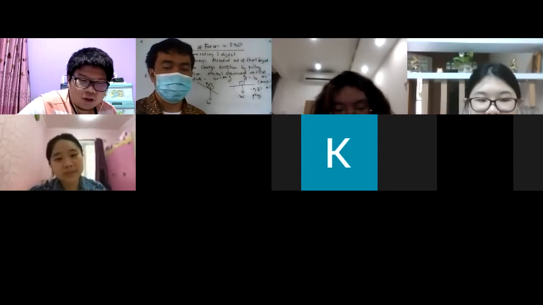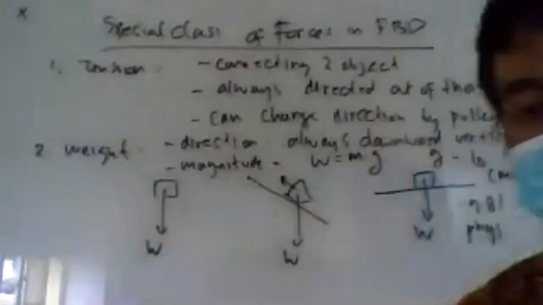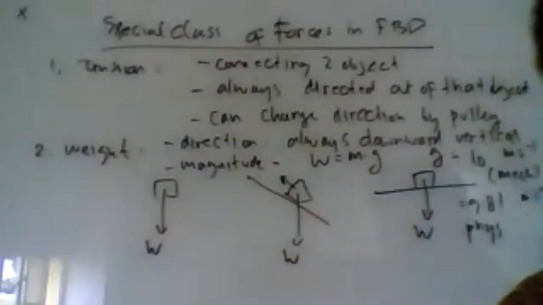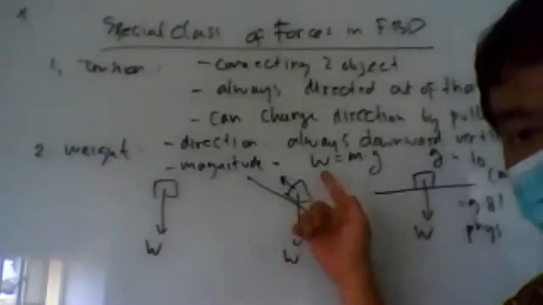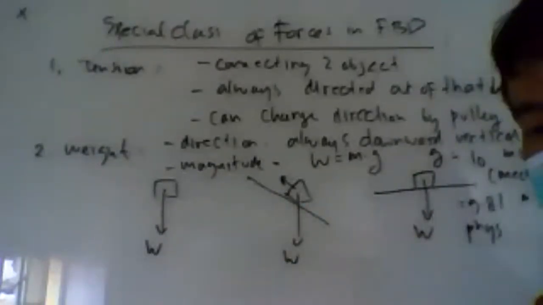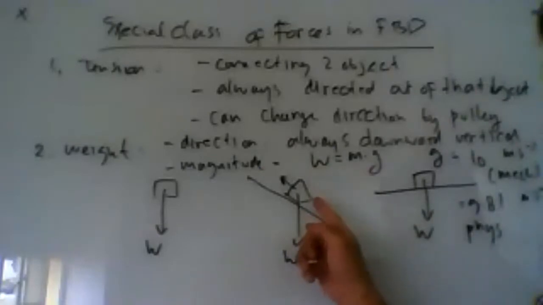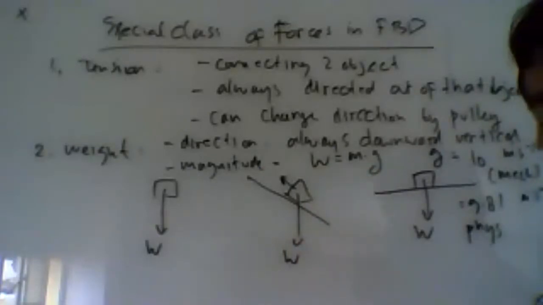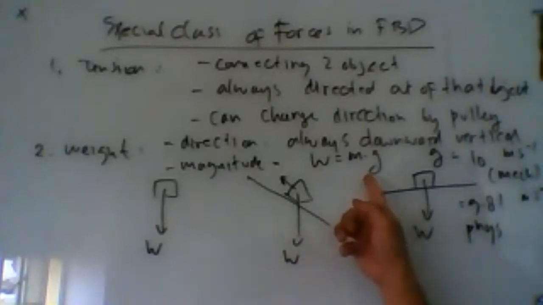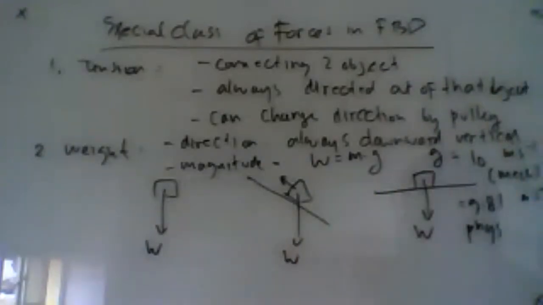Wait, sir, can you explain about W equals M times G? Yes. How to find the magnitude of the weight? The weight is the mass of the object times the gravity. So if gravity here is a constant, what is the value? Well, that depends on two circumstances.